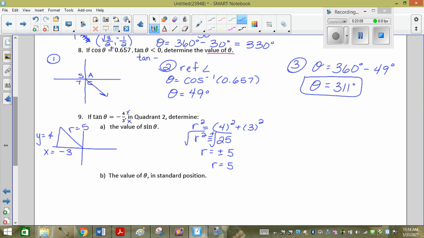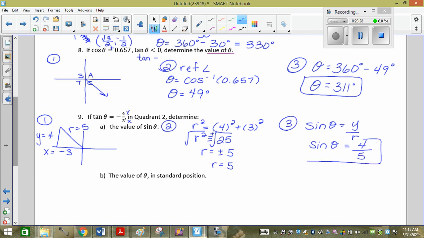So step 1, draw. Step 2, find the third missing side, right, when I'm looking for trig ratios. Step 3, find the trig ratio. Sine theta equals y over r. Sine theta equals y, which is 4, over r, which is 5. Done.